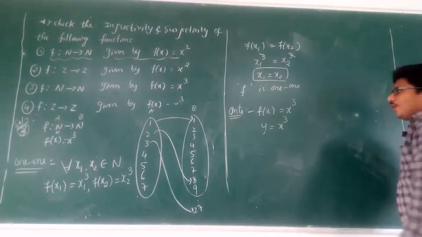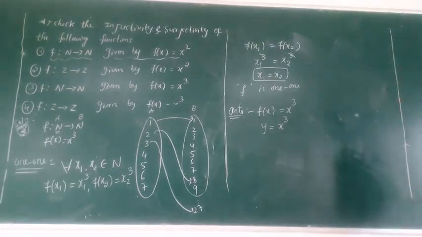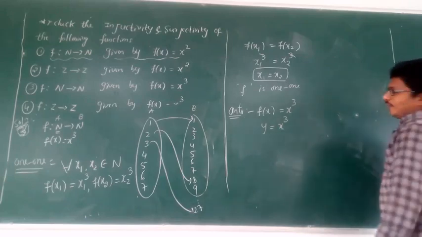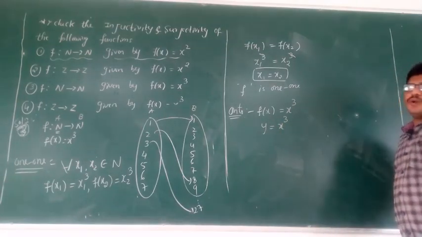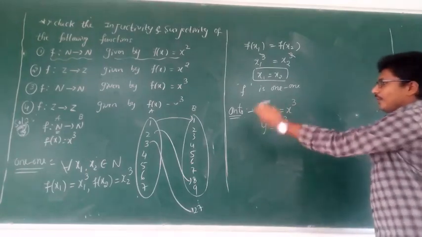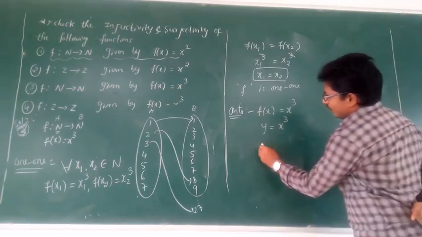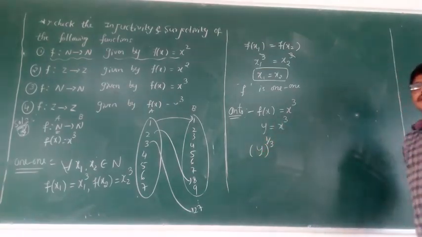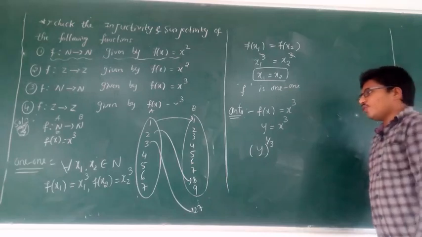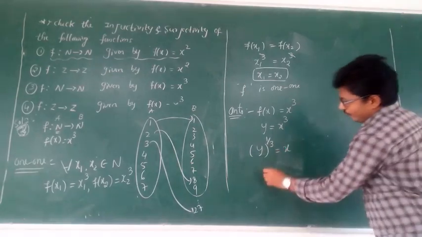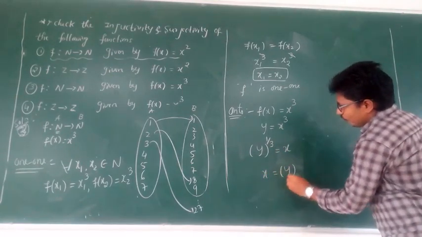Now we have to make x present only on the RHS. We have to concentrate on that x only. So if we do it like that, the cube is converted into 1 by 3 and shifted to the LHS side. So y raised to 1 by 3, and only x remains. Okay? It means x is equal to y raised to 1 by 3, the cube root of y.